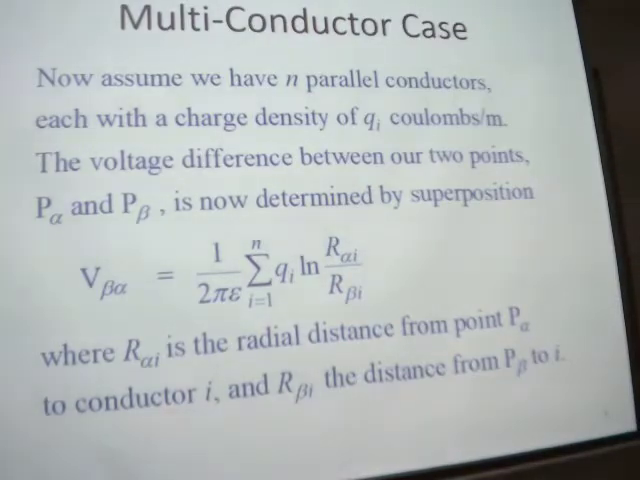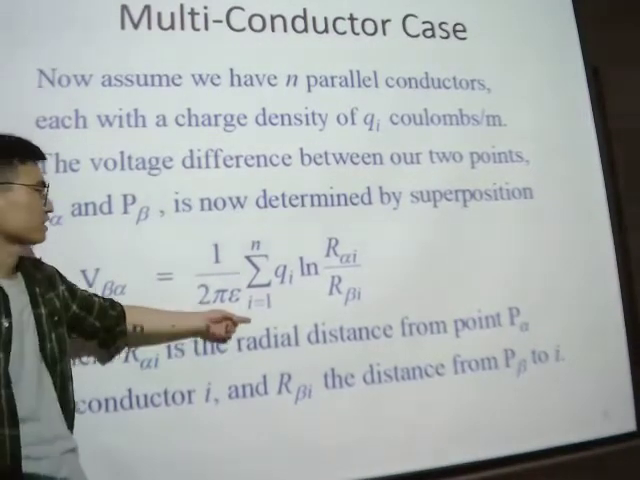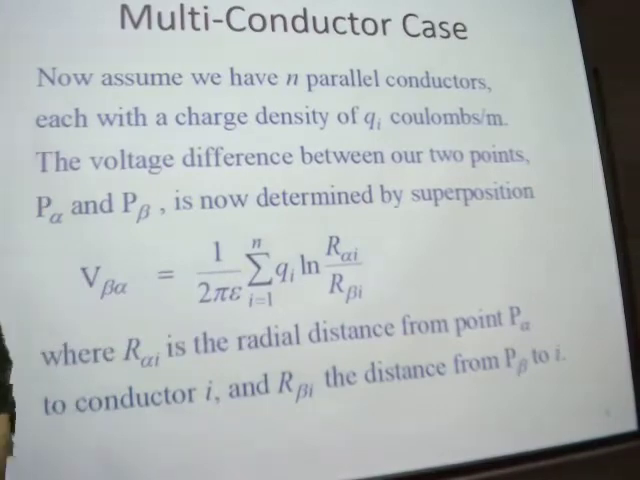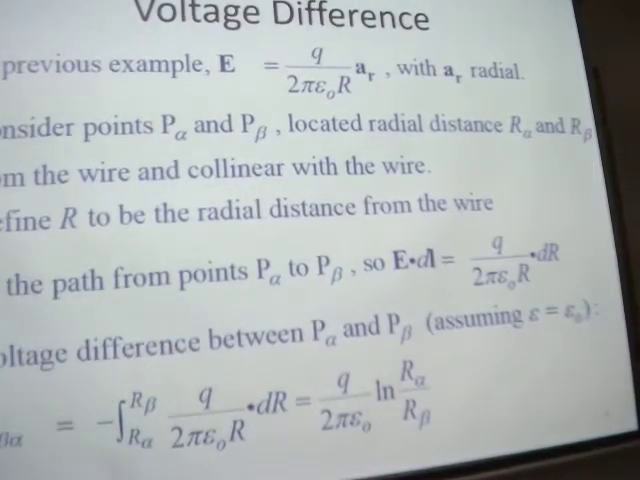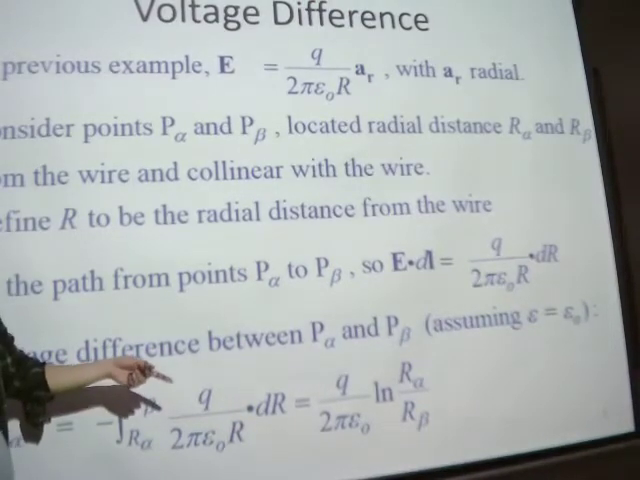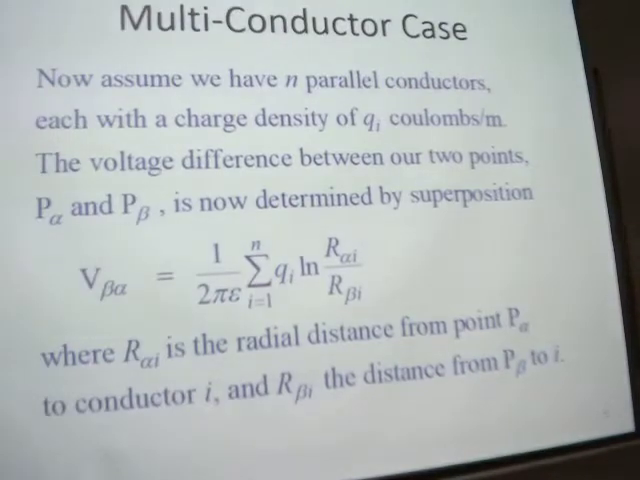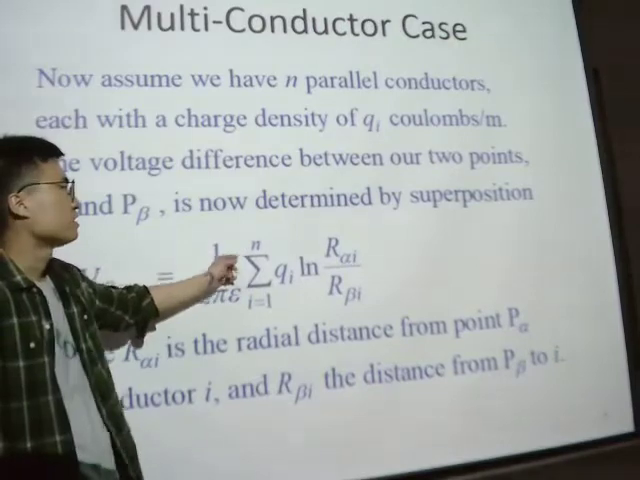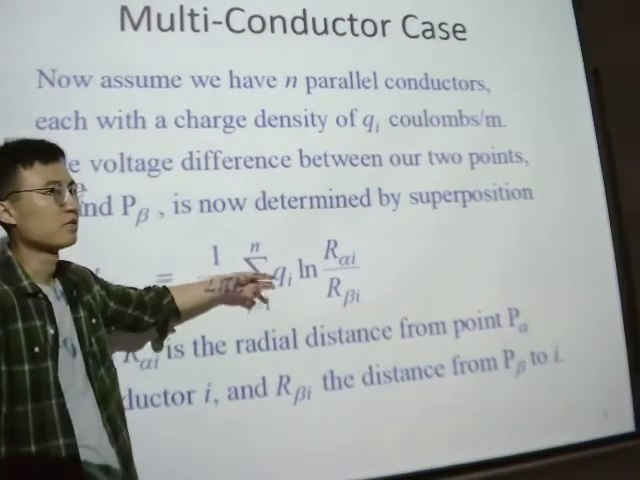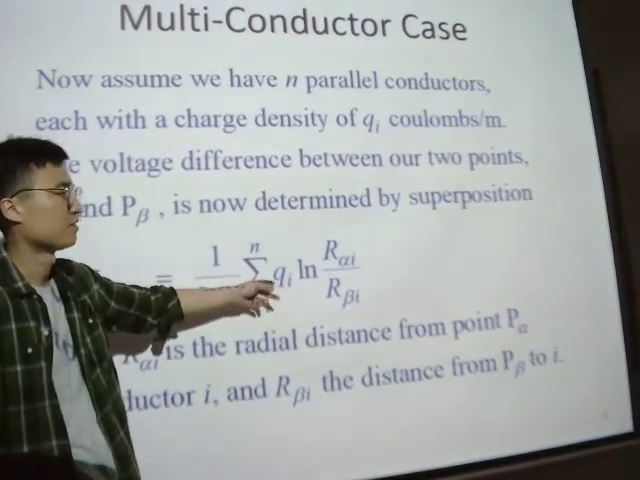Okay, so the voltage difference between the 2 points can be defined like this. Okay, you can see this is the voltage difference for one conductor or one transmission line. And because there are n conductors, we simply need to sum, to add all of them up, okay, sum up this value.